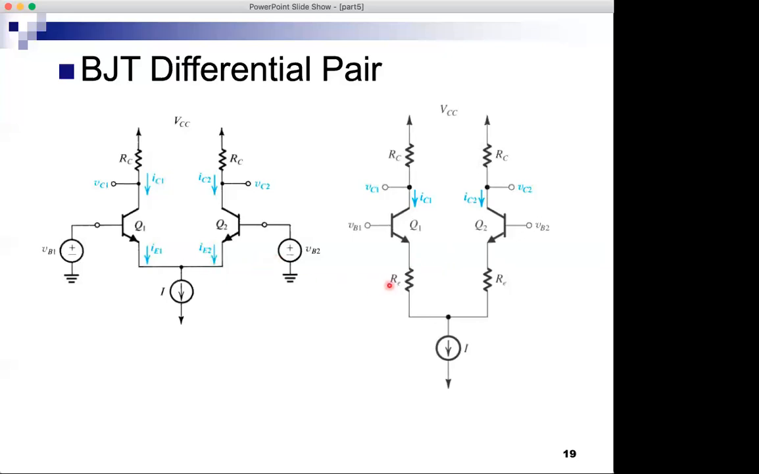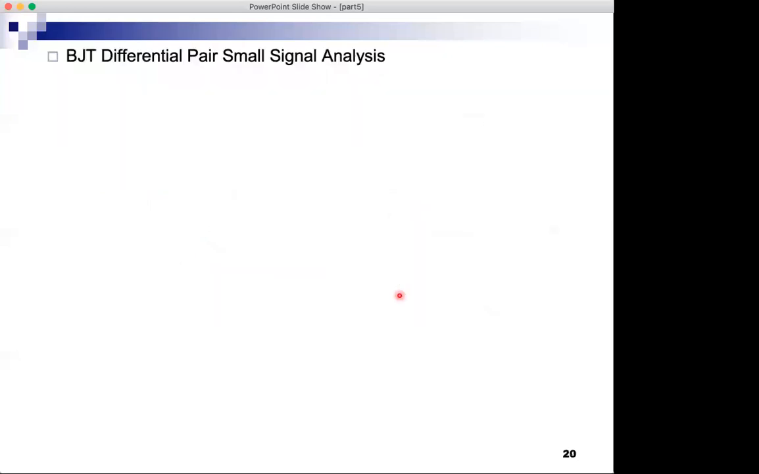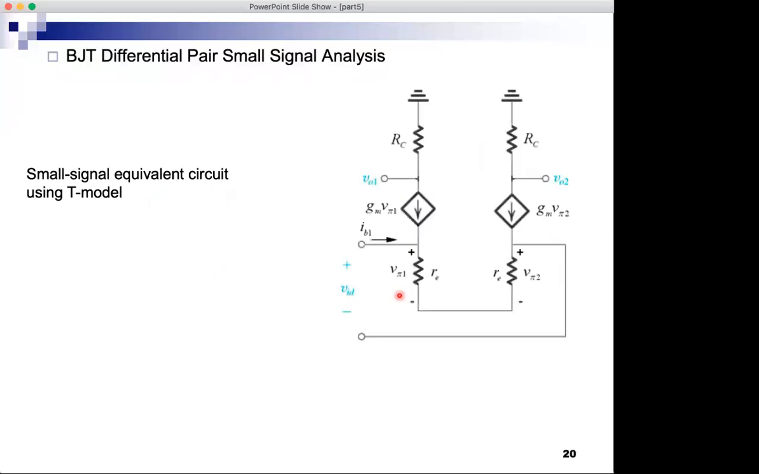And this becomes a special case of this. If RE is 0, then I go back to this. So this is the more general differential amplifier in the case of the BJT. All right, so this is now the small signal analysis using the T model. If I don't have the big RE, this is the T model. This is the first BJT, small re, gm1 v pi 1. This is second, small re, gm2 v pi 2. And because these two transistors are matched and they are biased at the same current, they will have the same gm and the same re.